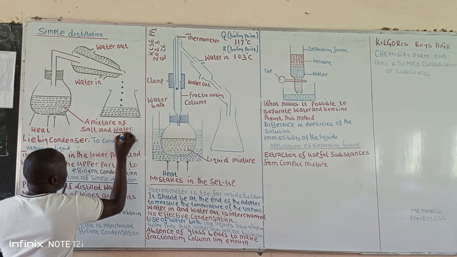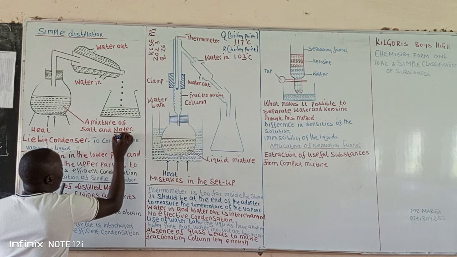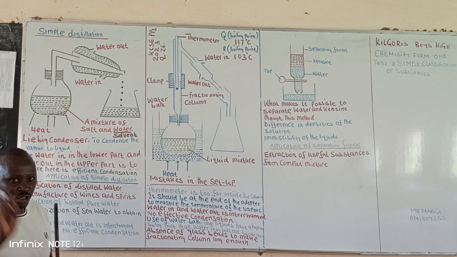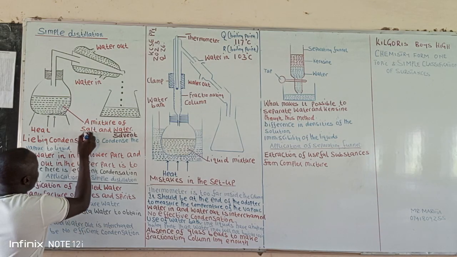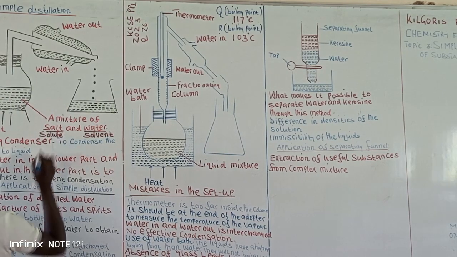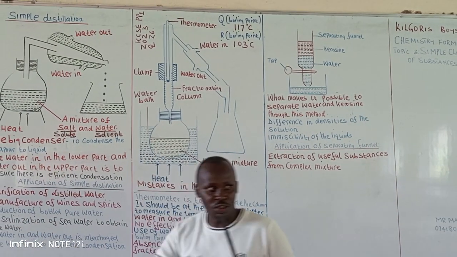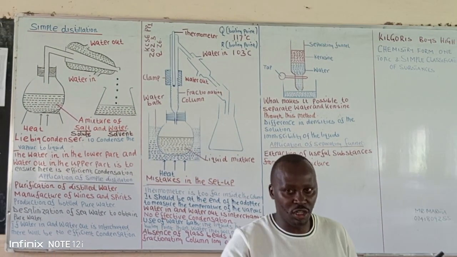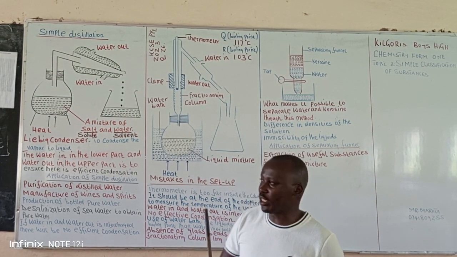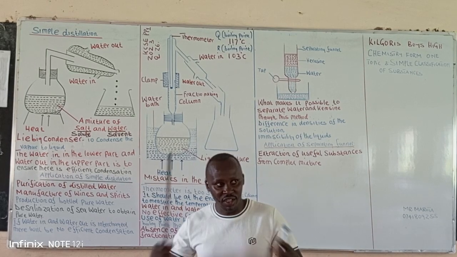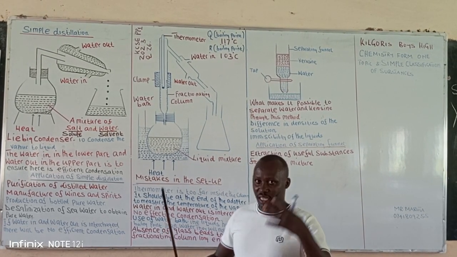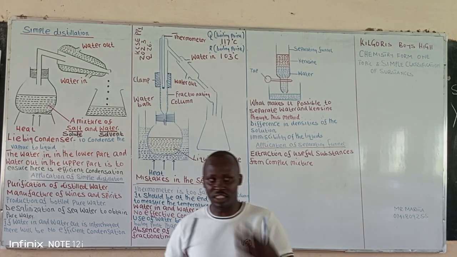This one here is a solvent, a liquid in which a solute dissolves, and salt is a solute. A solute is a substance which dissolves in a liquid. So a mixture of salt and water is an example of a solution. They have very large differences in boiling points. How do you separate them? They are separated using the simple distillation method.